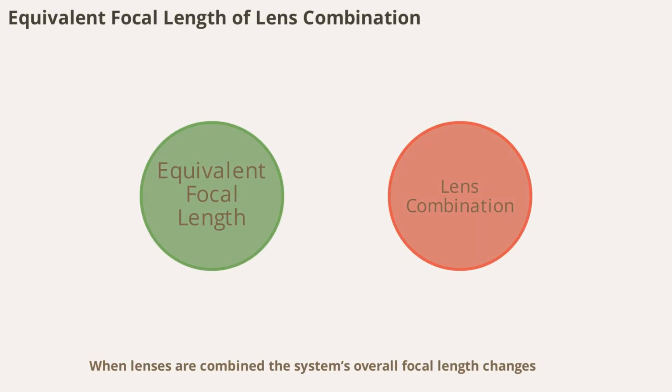When lenses are combined, the system's overall focal length changes. There's a specific formula to calculate the equivalent focal length of a combination of lenses placed close together. This formula helps in designing compound optical instruments, ensuring that the final image is sharp and clear. Mastering this concept is essential for anyone interested in building or understanding advanced optical devices.